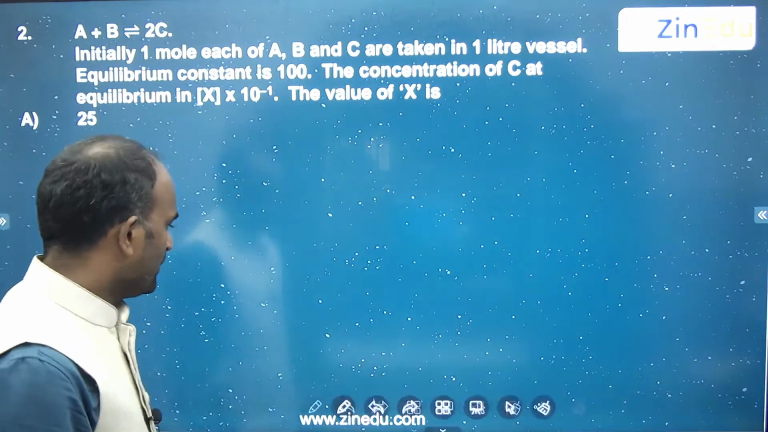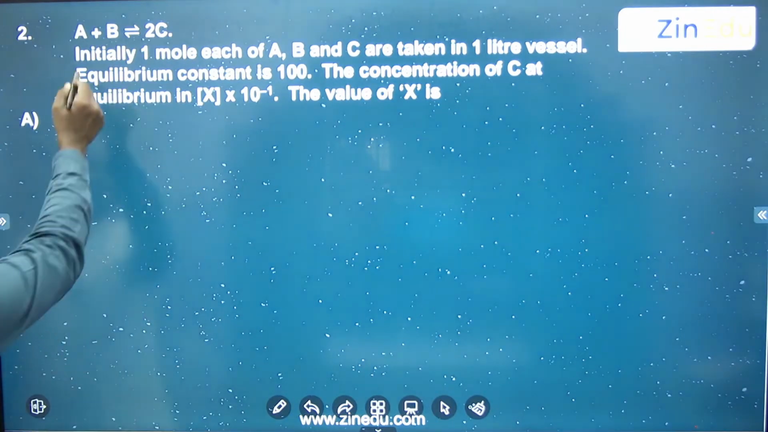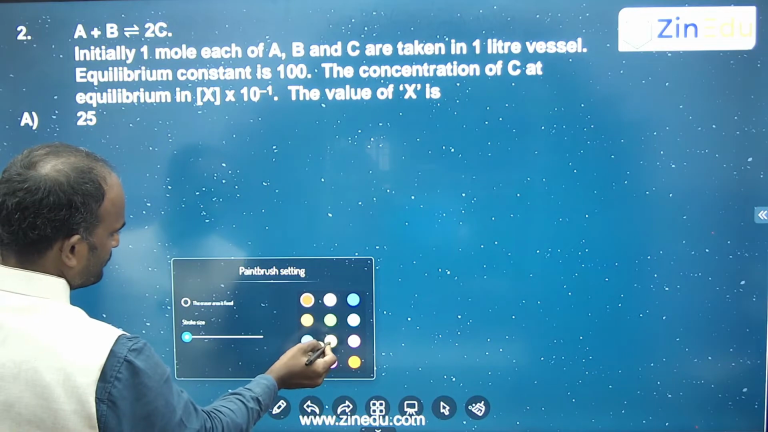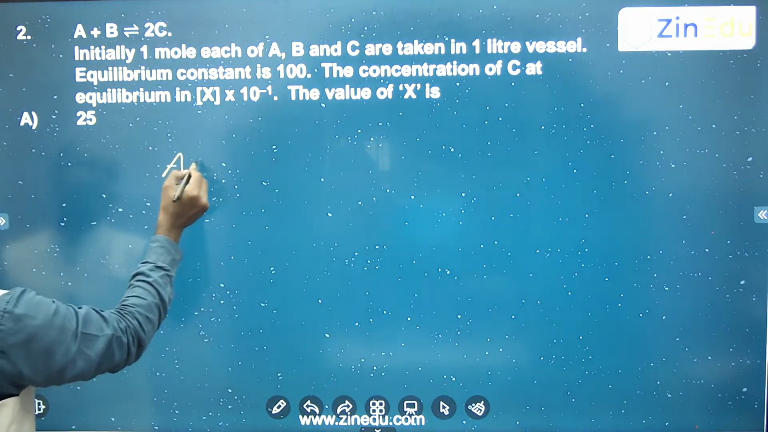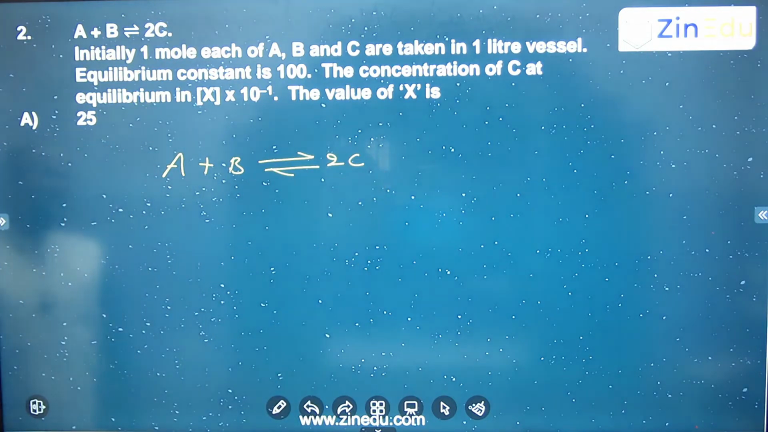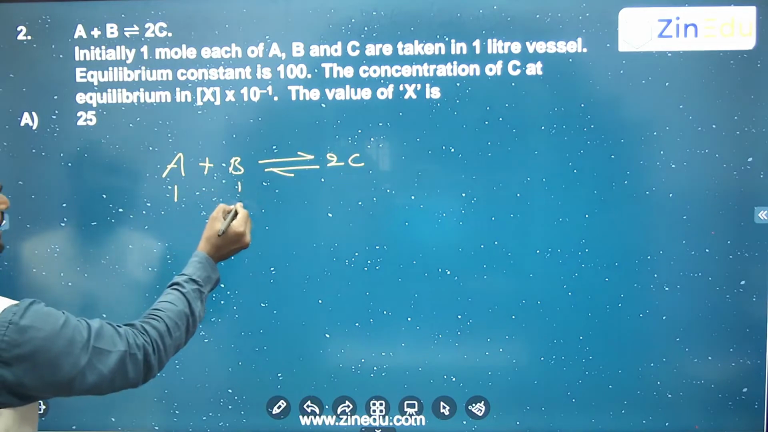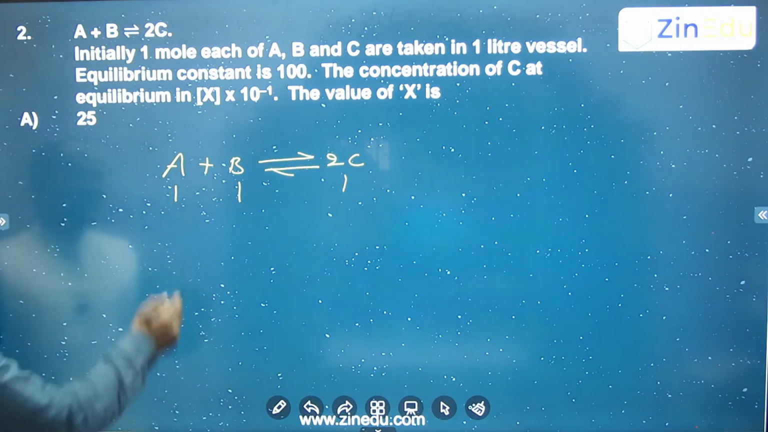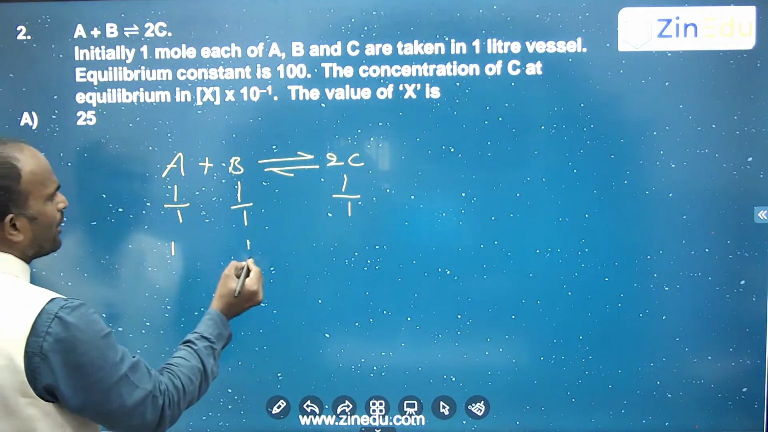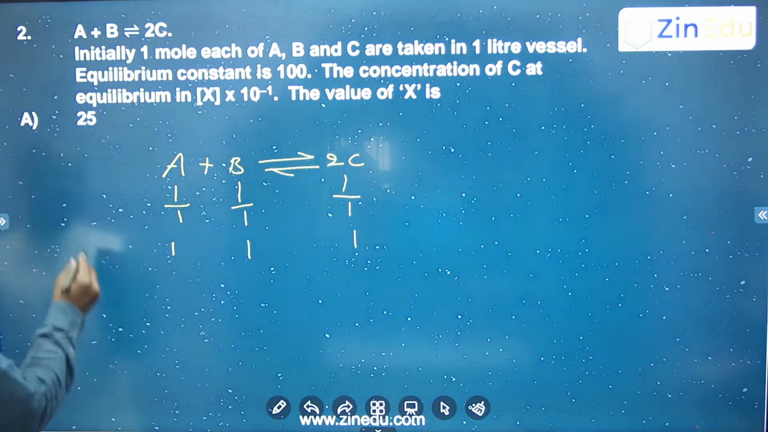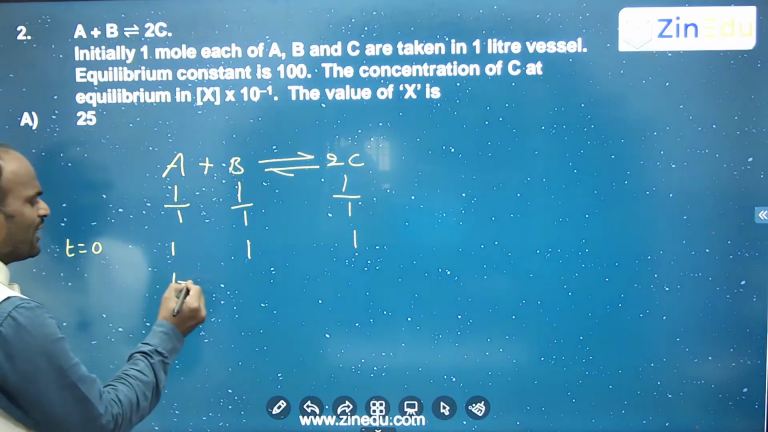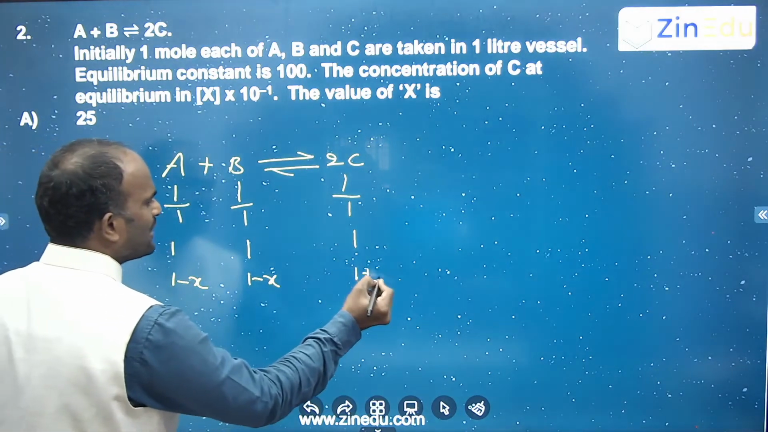Now let's come to the next question. For the reaction A plus B gives rise to 2C, initially 1 mole of each A, B and C are considered in 1 liter vessel. Therefore, it becomes concentration now, so this is 1 molar, 1 molar, 1 molar. Now, at initial time t equals 0, and at equilibrium this is 1 minus x, 1 minus x, 1 plus 2x.